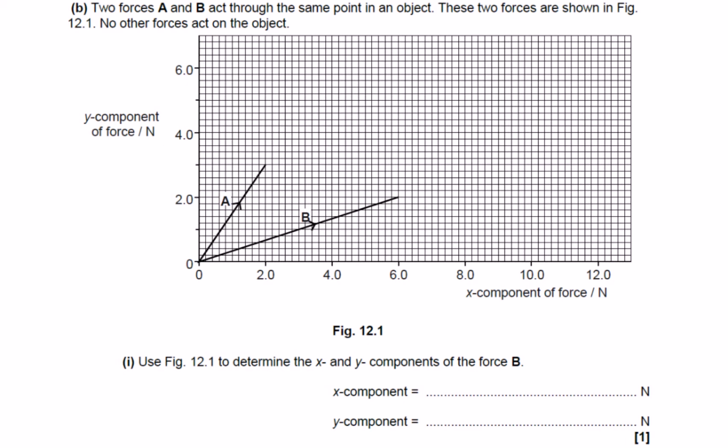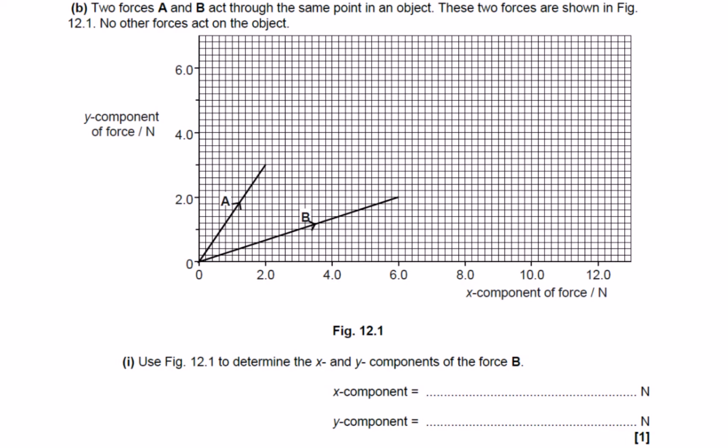Right, question 12b, you're presented with this graph and it tells us that we've got two forces, A and B, and they act through the same point in an object. It tells us that the same point, so the object won't be rotating, there's no moment. These two forces are shown in figure 12.1 and no other forces are acting on the object.